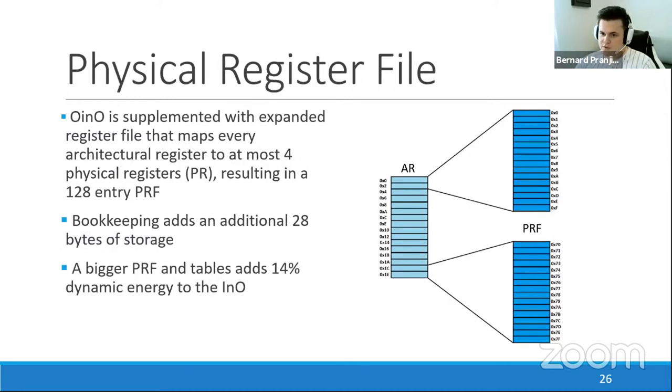Then out-of-order cores, a very important fact there is they use register renaming to eliminate false register dependencies. And this is a big boost in performance. But if you have a lot of registers renamed, the architectural register file that you have in an in-order core will not be enough. So there is an expanded physical register file. So for every architectural register, there are four physical registers. So if you have 32, you have a 128 entry physical register file. This, of course, adds an additional 28 bytes of storage, and the tables add about 14% dynamic energy to the in-order core.